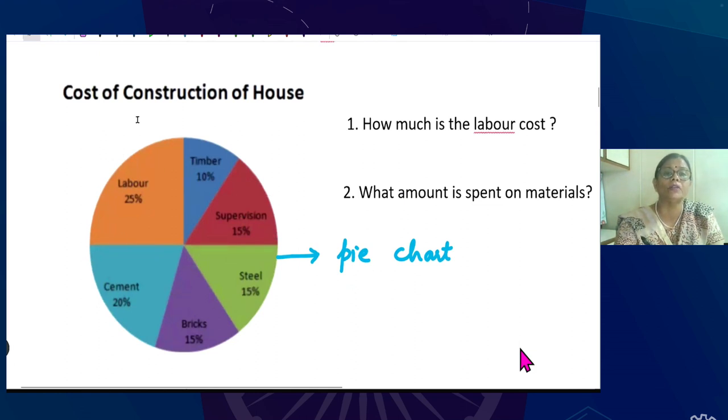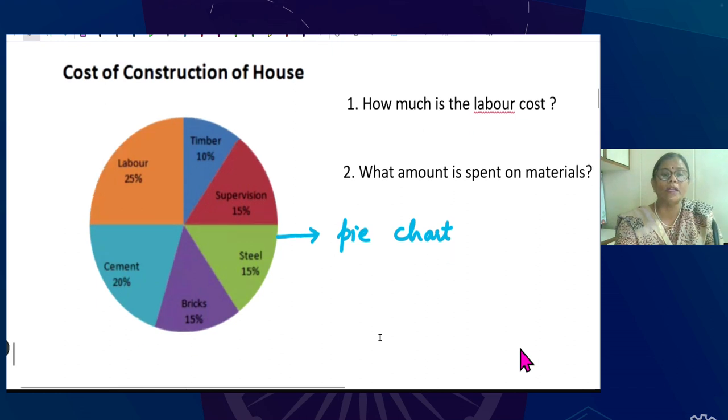This information is related to the cost of construction of a house, which is expressed in the form of sectors of a circle. A circle has been divided into different sectors. So these sectors give us information about the question that we have, that is the cost of construction of a house. Now the cost of construction depends upon so many things. The question asks us what is the amount spent on the materials. So you can always find out in percentage how much money will be spent on the materials. So looking at this chart, we can analyze certain things. So that's a way to represent the data.